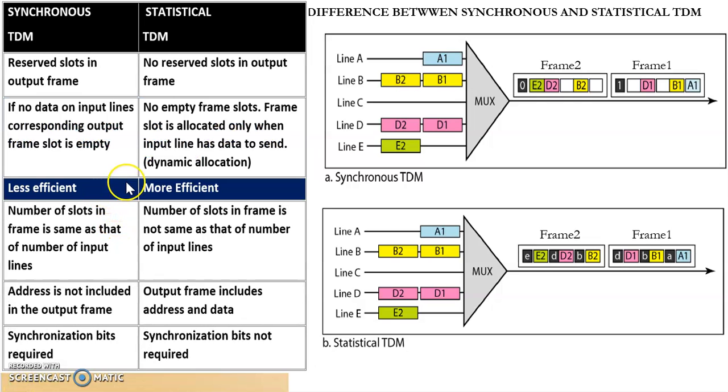The third difference is that synchronous time division multiplexing is less efficient, whereas statistical time division multiplexing is more efficient compared to synchronous.